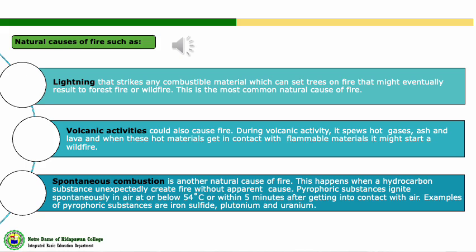Then we also have spontaneous combustion, which is another natural cause of fire. This happens when a hydrocarbon substance unexpectedly creates a fire without an apparent cause. Pyrophoric substances ignite spontaneously in air at below 54 degrees or within 5 minutes after getting in contact with the air. Examples of pyrophoric substances are iron sulfide, plutonium, and uranium.